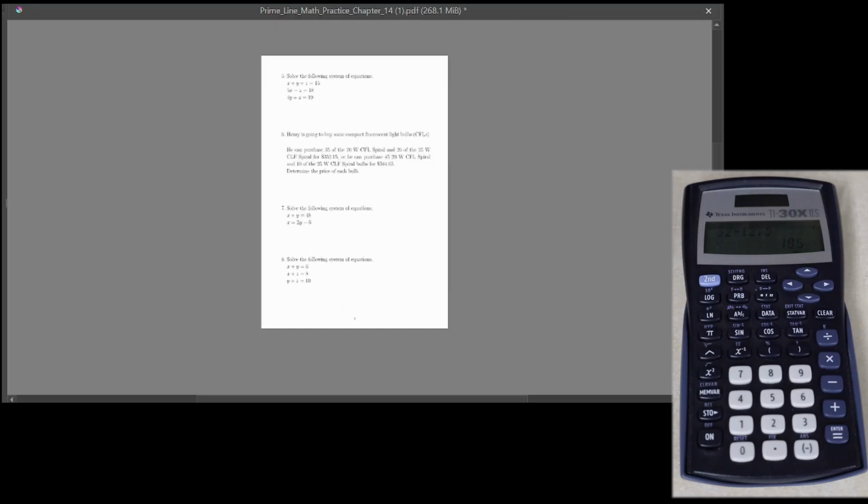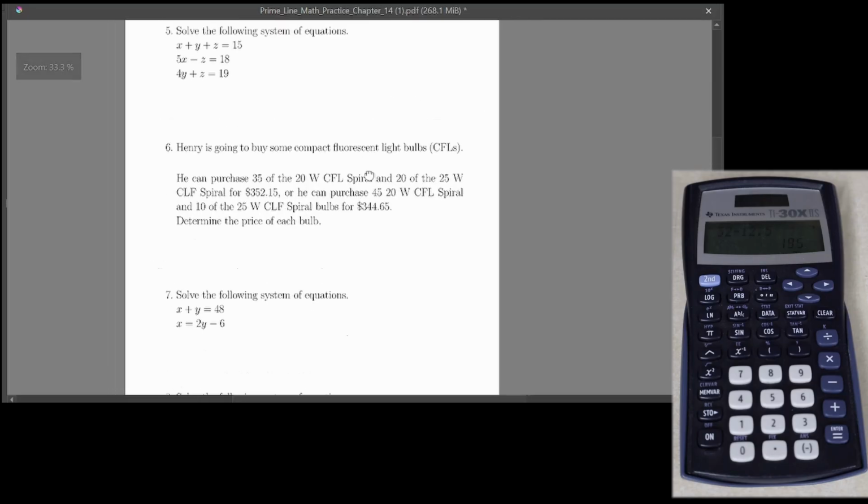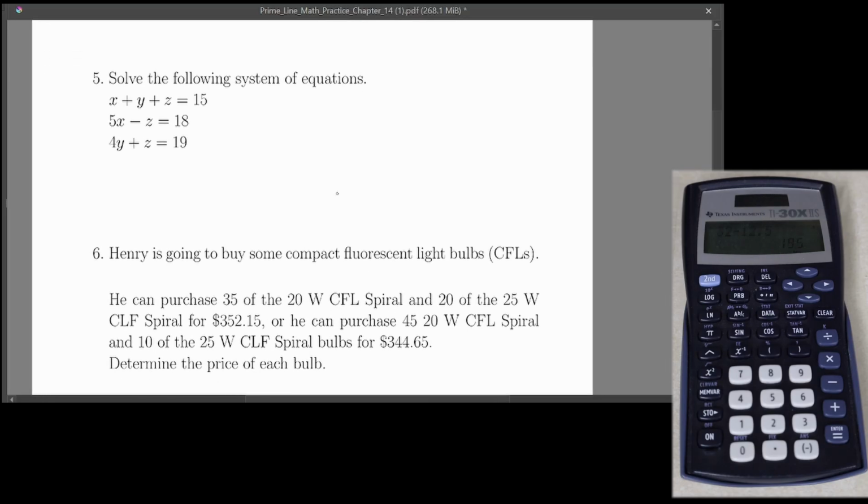Next page. Okay, solve the following systems of equations. This one's a little bit more complicated because now we have 3 equations that we have to solve.